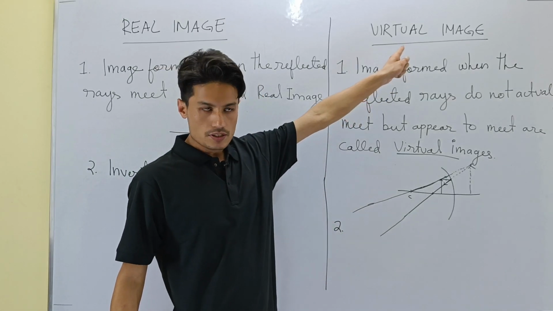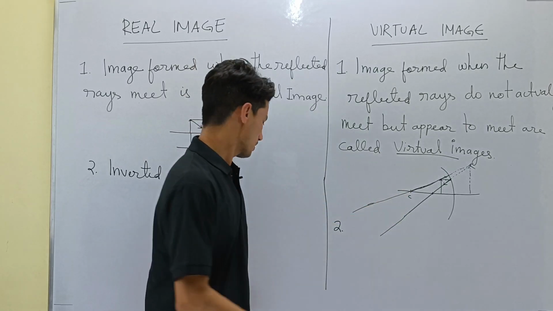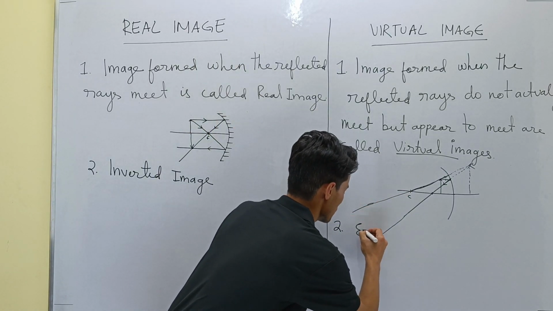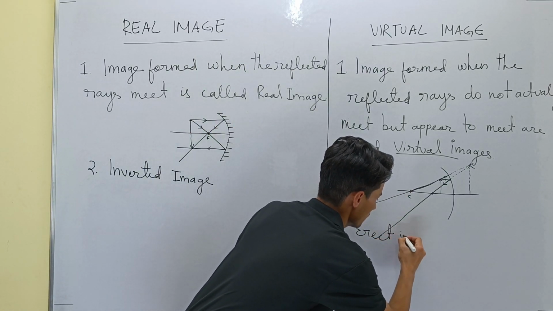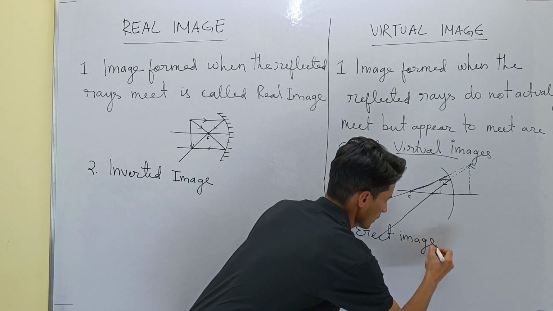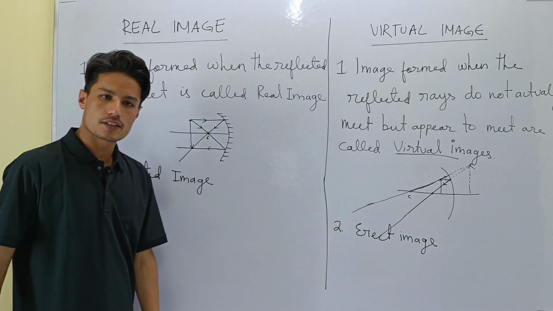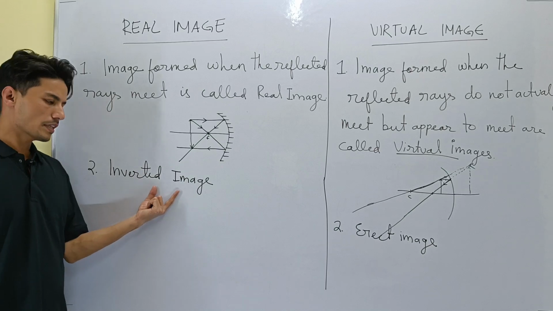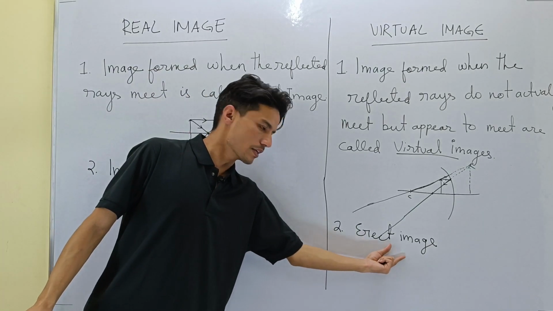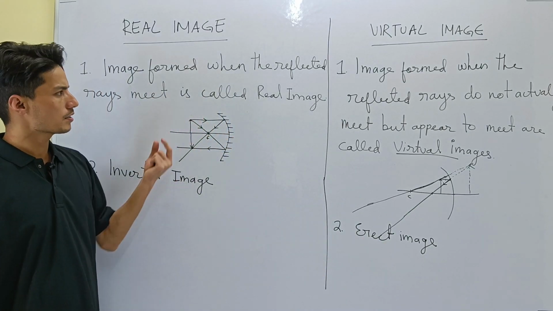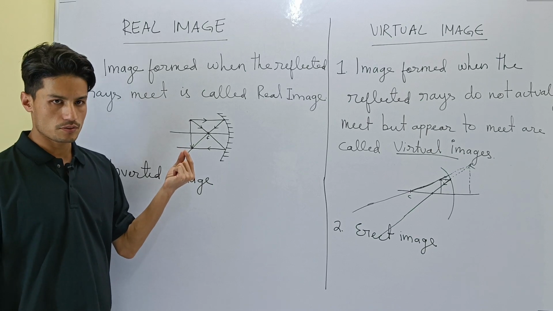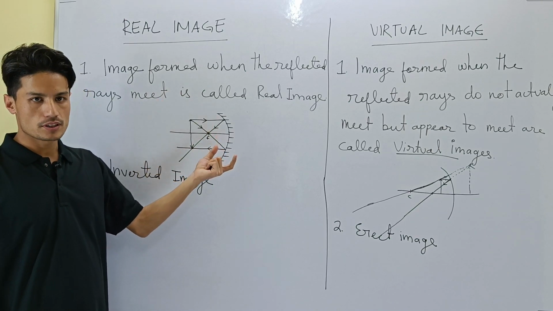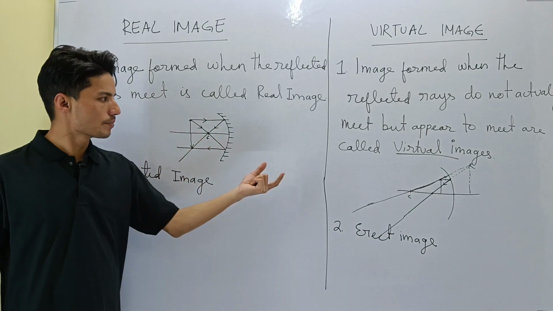When it comes to virtual images, the virtual images are erect. So the image is erect. Erect image. Alright, so inverted image and erect image. These are two points of difference which you need to remember to differentiate between real image and virtual images.